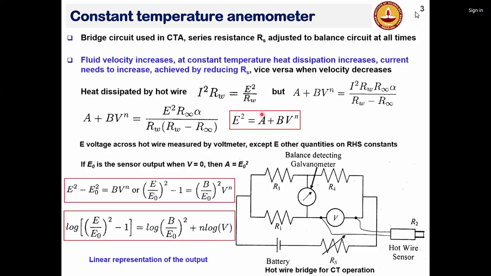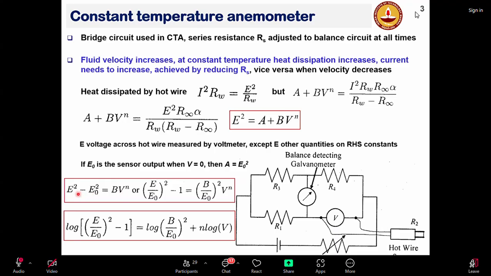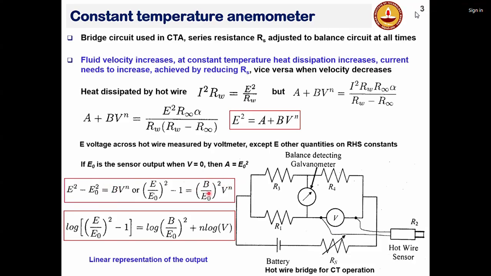So this constant A has a value now, that is E naught square. That is the voltage at zero flow condition. So E square minus E naught square is B into V to the power N. And now, if you divide by E naught square, you get E by E naught whole square minus 1 is B divided by E naught square. I mean, this is again a constant. So you write B over E naught square into V to the power N.